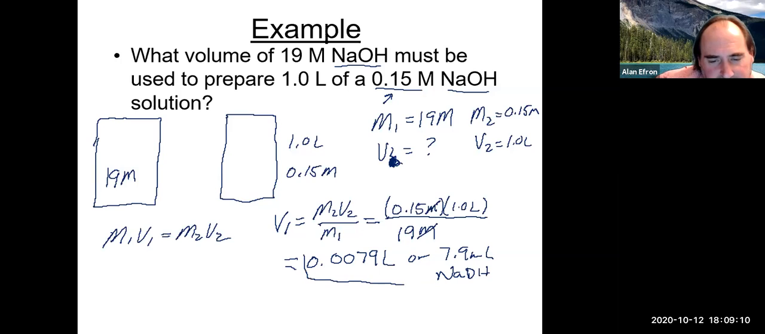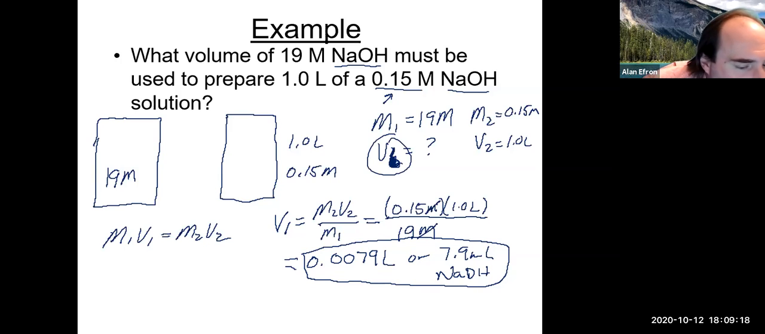So what does that number really mean? Typically speaking, when you solve for V1 here, that is usually how much of the more concentrated solution you need to take out. So we should go to our more concentrated bottle, and take out and put in there, I'll just do it in milliliters, 7.9 milliliters of our sodium hydroxide. So the question is, what else should we put in there? The rest of what we should put in there in this particular case would be water.